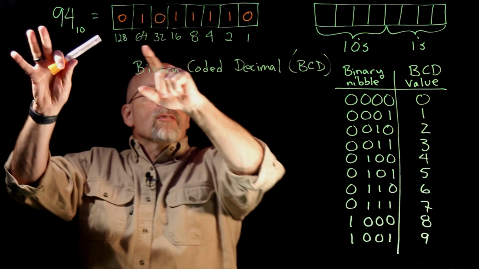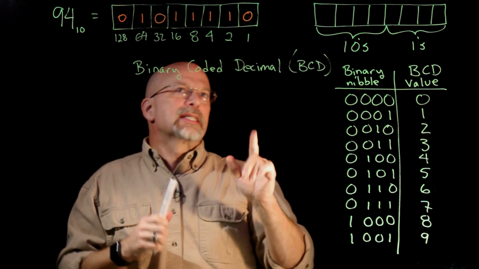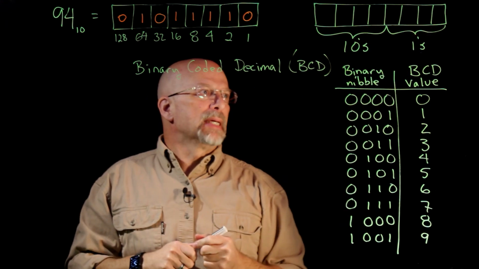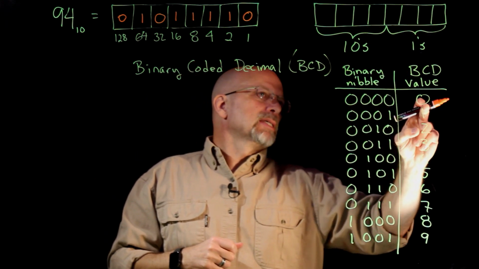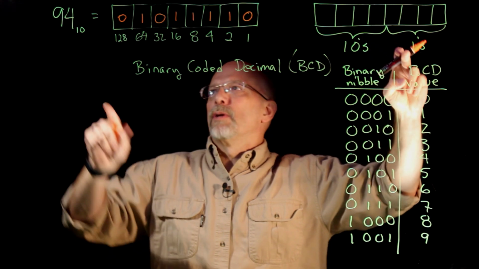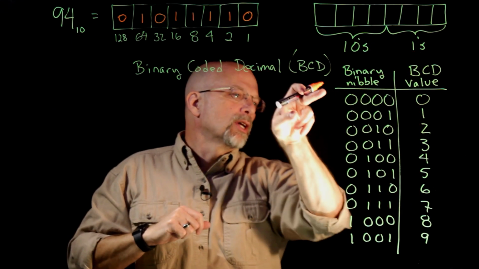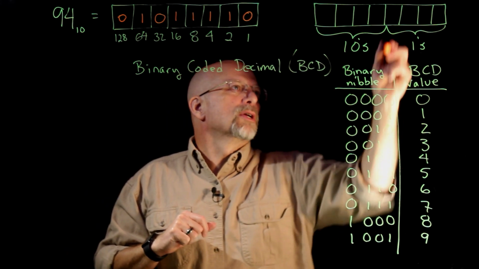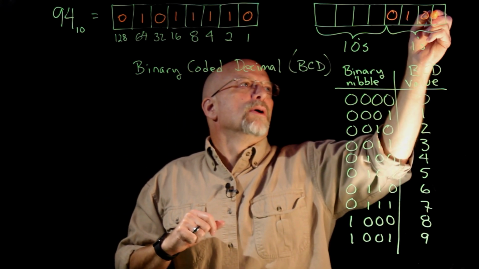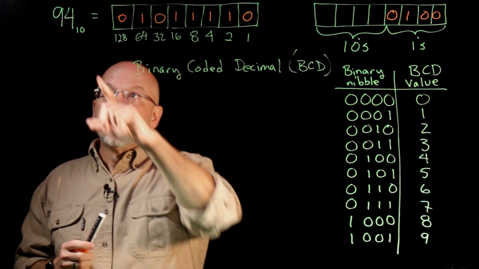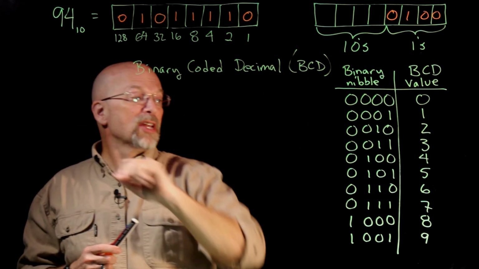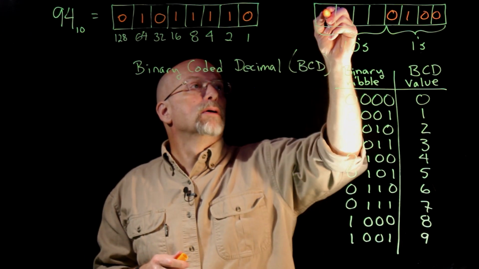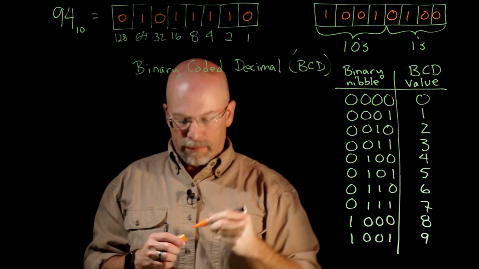So, for our value 94 now, instead of representing it in unsigned binary, we're going to represent it in BCD. And to represent it in BCD, first of all, let's take a look at the ones place. The ones place has a 4 in it. So we go through our table, we find the 4. This is 0, 1, 0, 0. Now, for the tens place, we have a 9 in it. And that 9 is 1, 0, 0, 1. So 1, 0, 0, 1.